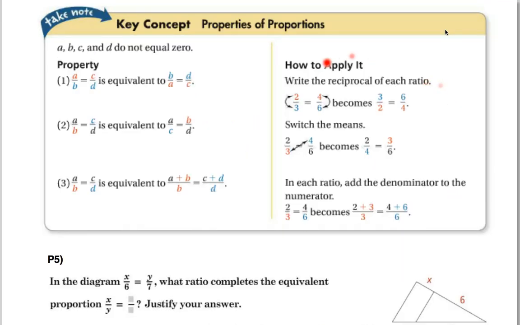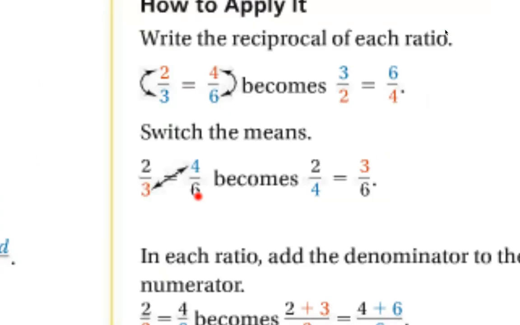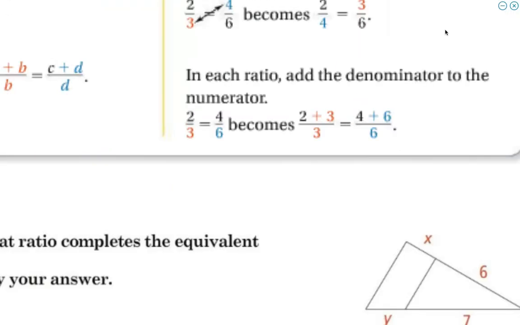And then here we have some actual numbers to kind of look at that. So 2/3 and 4 over 6 is the same as if we flip it, 3 over 2, 6 over 4. 2 over 3, 4 over 6. Basically, it's 2 over 4, 3 over 6. Then here, 2 plus 3 over 3, 4 plus 6 over 6. So 5 over 3, 10 over 6.